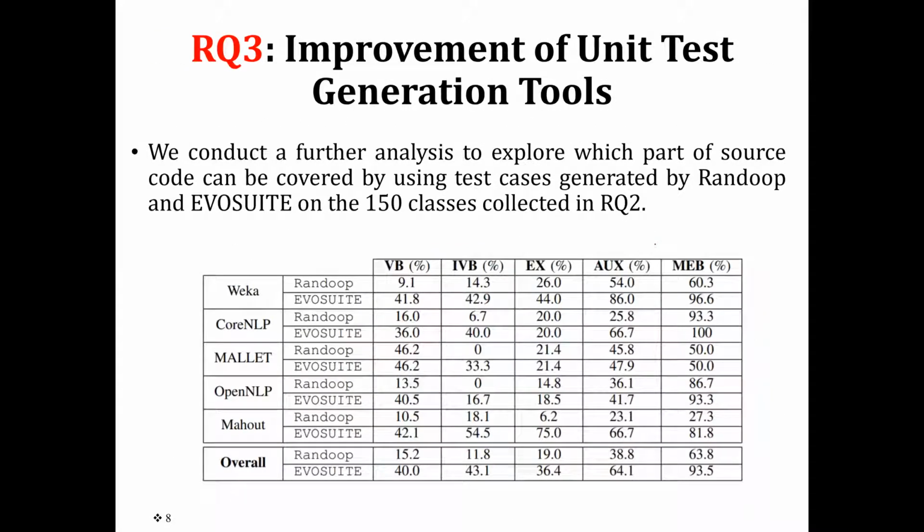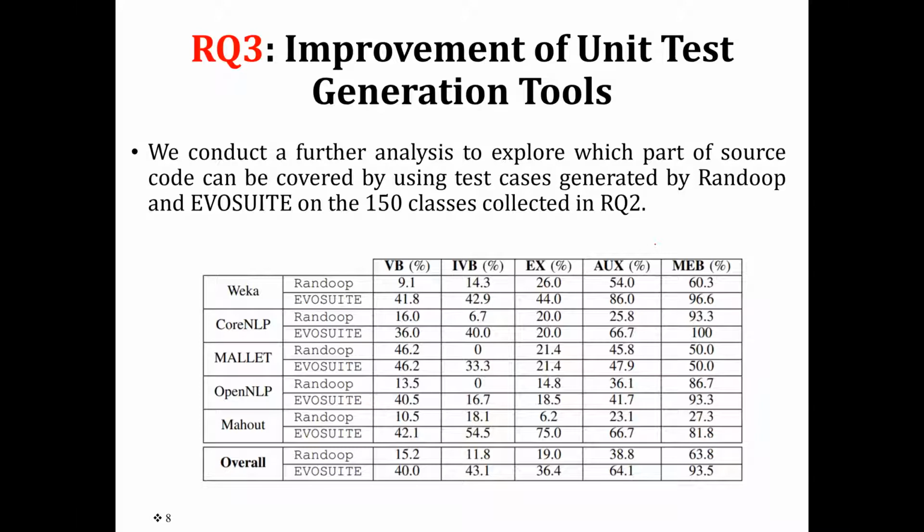All right, for the last research question, we want to understand how the unit tests generated by Randoop and EVOSUITE improve the coverage. So what we do here is we conduct a further analysis to explore which part of source code can be covered by using the test suite generated by Randoop and EVOSUITE on the 150 classes collected in RQ2.